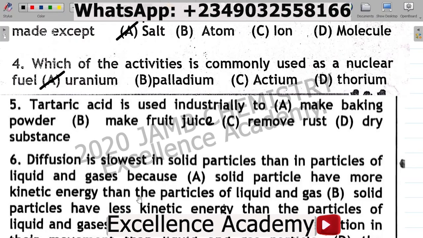Now, for this question, the correct answer is B. Tartaric acid is used to make fruit juice. You want to know that tartaric acid is the acid that is gotten from orange. This tartaric acid is a type of acid that we get from orange, and it is used industrially to make fruit juice. That's orange juice. So the correct answer is B. It is used to make fruit juice, and it is gotten from orange.